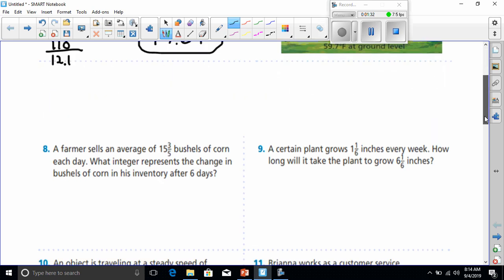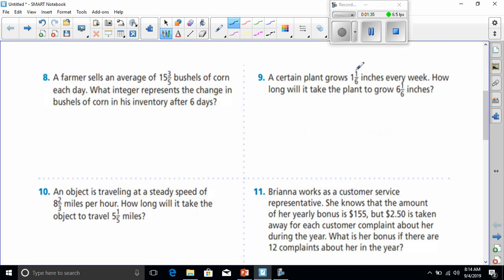Let's move on. Number 9, a certain plant grows 1 1/6 inch every week. How long will it take the plant to grow 6 1/6 inches? Well, to do this, we're going to have to divide 6 1/6 inch by, let's see, it grows this much every week, so we have to divide it by 1 1/6.